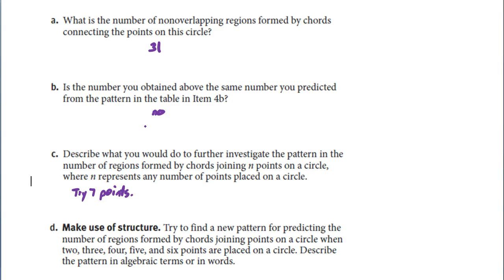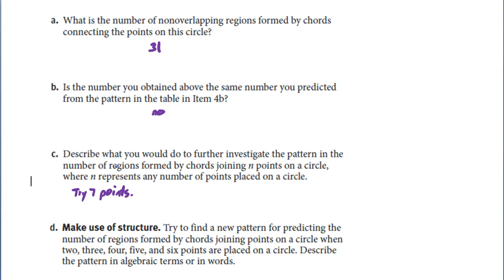So question A, what is the number of regions? 31. Question B, is the number you obtained the same number you predicted from the pattern in the table earlier? The answer is no. We predicted 32 regions.